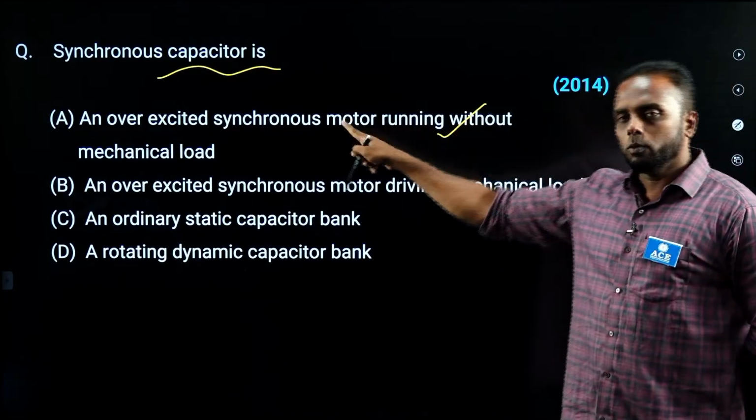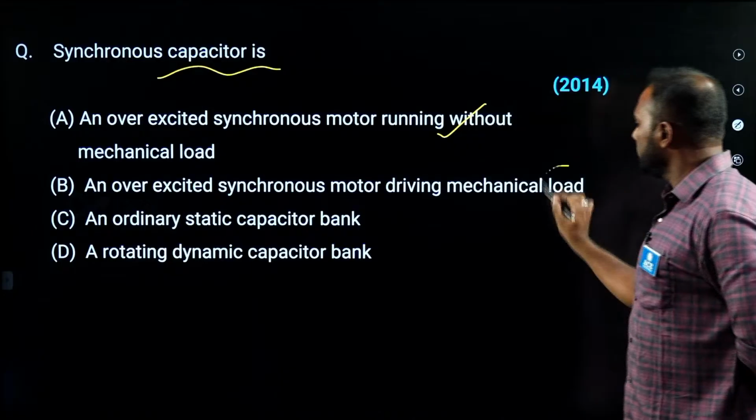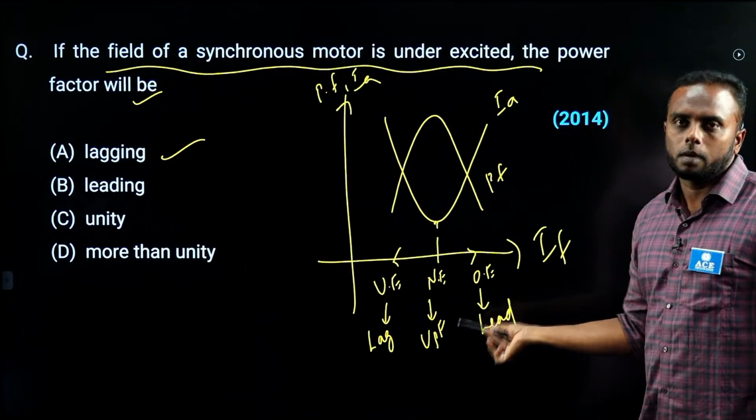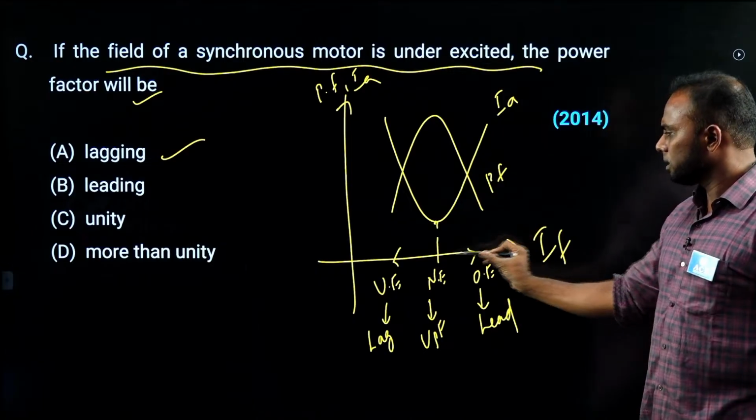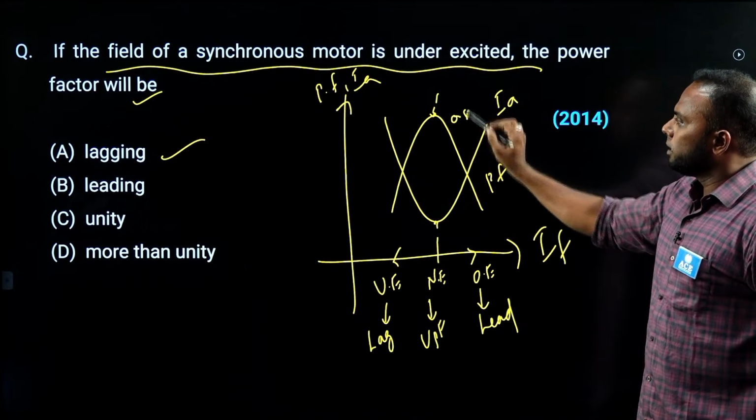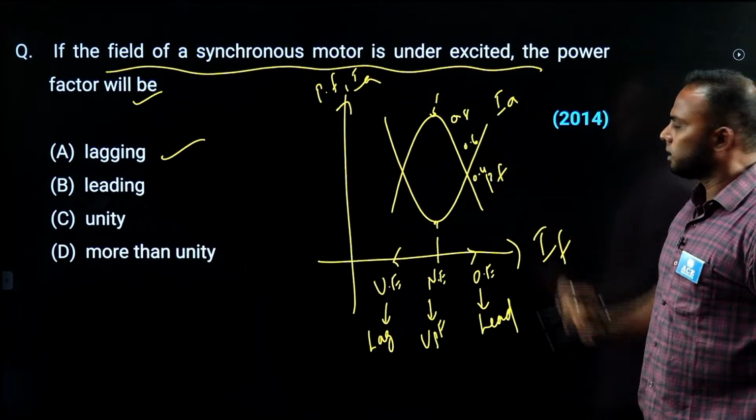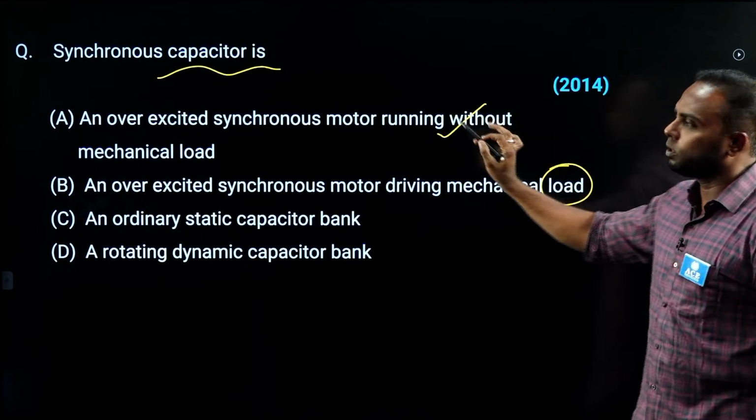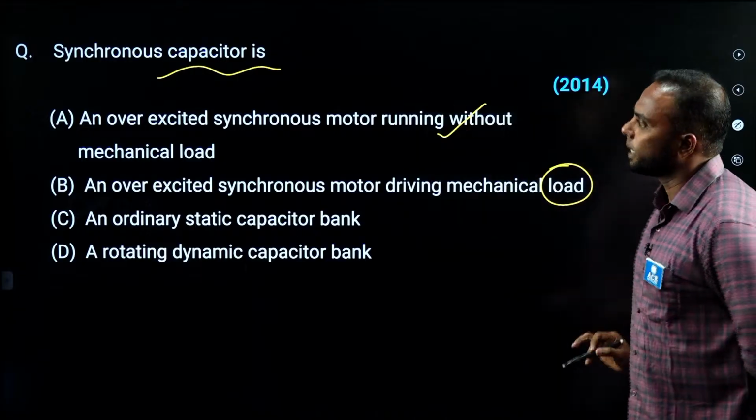Under no load it is a pure capacitor, but under load condition it is operating at leading but not a pure capacitor. It has an RC nature, meaning unity power factor is 1, and the power factor decreases to 0.8, 0.6, 0.4 like this. But a pure capacitor means zero power factor. This is possible only with no load condition. Okay, next.